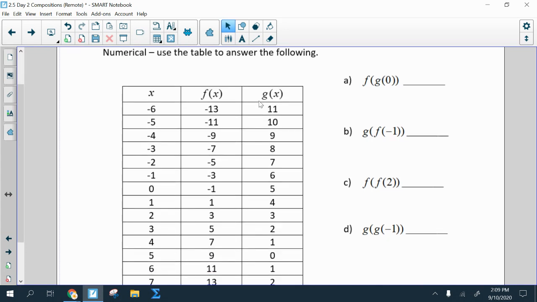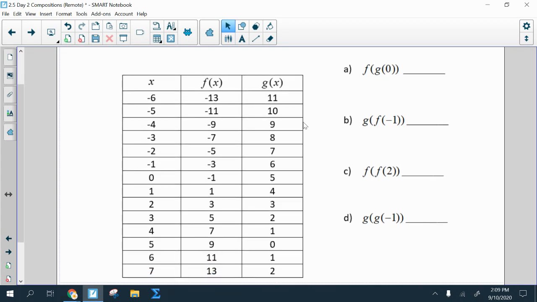So you'll notice there are these two functions, f and g, and we're going to answer the compositions that are on the right-hand side. Okay, so if I want f of g of 0, I first go to g of 0, which is 5. And so what I'm trying to do now is evaluate f of 5. So g of 0 is equal to 5, so now I want f of 5, and f of 5 turns out to be 9.